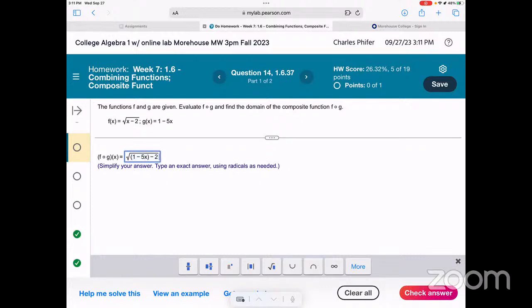Then we want to simplify. So like combine like terms and all that kind of stuff. We don't need to distribute a negative. We don't have multiplication over addition or anything like that. 1 minus 2 is negative 1. So that's going to be the square root of negative 5x minus 1. Let's get rid of this other stuff before we submit this. Okay, that looks decent.